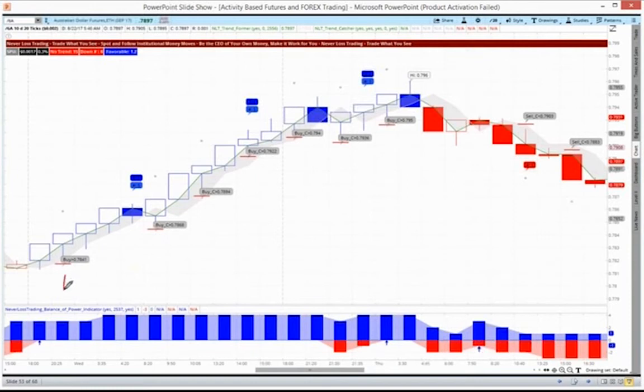This one was definitely a winner. This one was a winner. This one was a winner, number 3. So was this, number 4, and that's one trading day. You see here, that is the span of a trading day. So the Aussie dollar gave us 4 trades, all home runs.